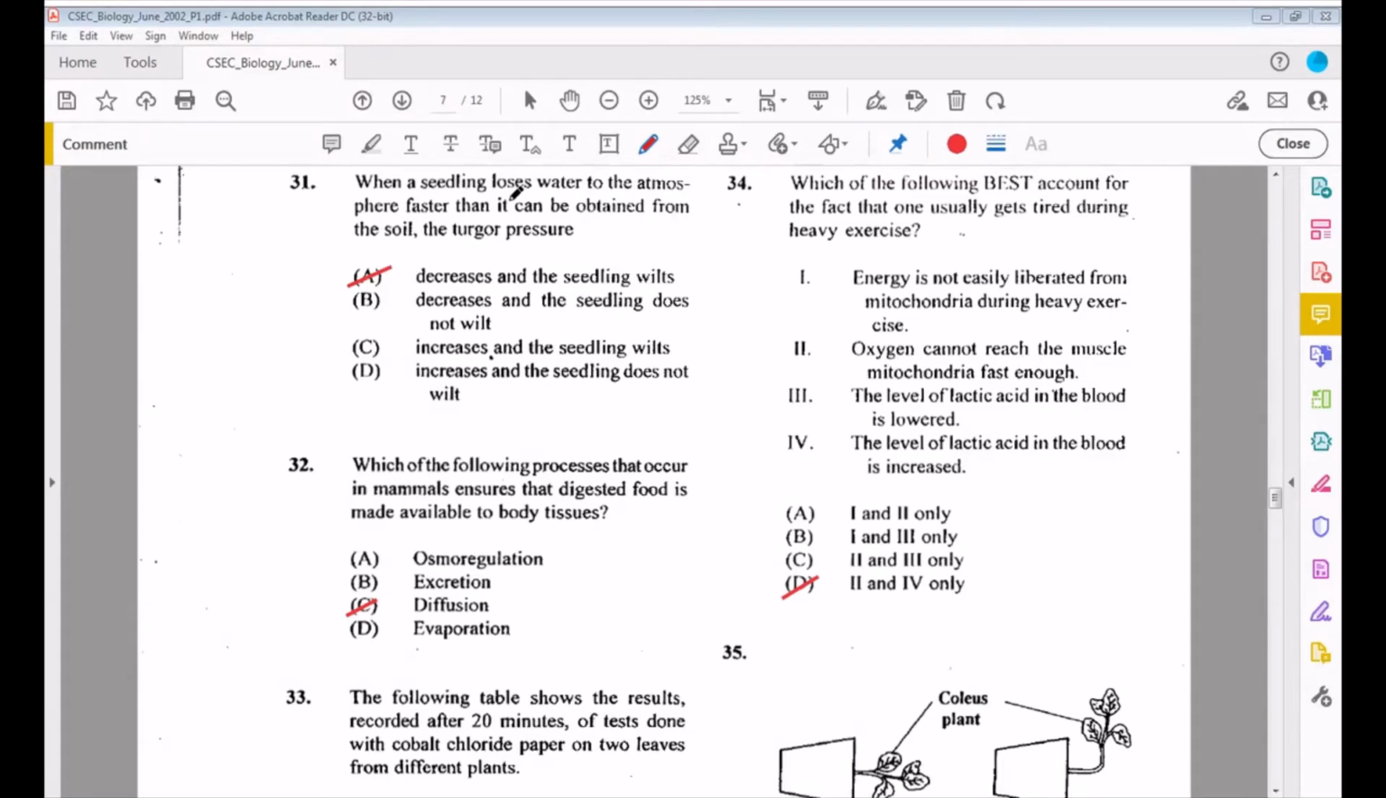Which of the following best accounts for the fact that one usually gets tired during heavy exercise? The answer is D, which is 2 and 4. So 2 is stating that oxygen cannot reach the muscle mitochondria fast enough, and we know from respiration we get energy. And 4, the level of lactic acid in the blood is increasing. When our muscle cells switch into anaerobic respiration mode due to lack of oxygen, lactic acid is produced.